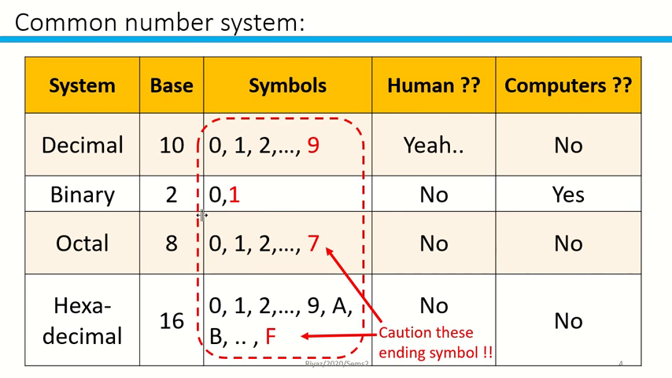And also they have extra systems, which are octal and hexa. Octal is base 8. The symbols include 0 to 7. And hexa, which is base 16, has the symbols 0, 1, 2, 3, 4, 5, 6, 7, 8, 9. Then 10 is going to change to A, B, C, D, E, and the last is F.